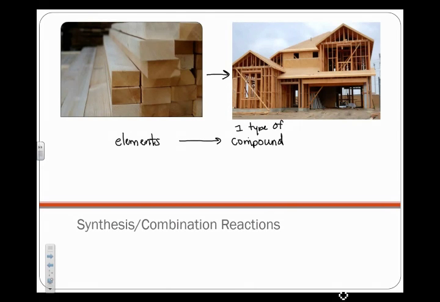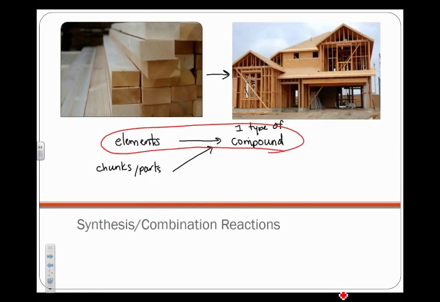Sometimes you'll see synthesis and combination reactions, which can be referred to by either label. We're really just talking about the same thing, as chunks or parts of the compound coming together to form the compound. This might be polyatomic ions or just smaller parts of a complex compound. For clarity's sake, when I am referring to a synthesis or a combination reaction, I will always be referencing this top definition, where we start with elements alone and we build one type of compound.